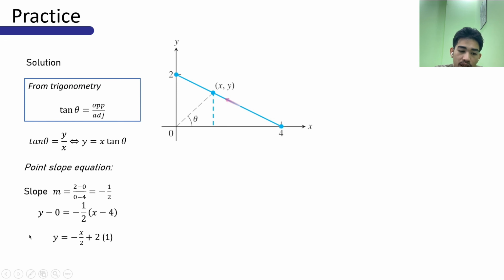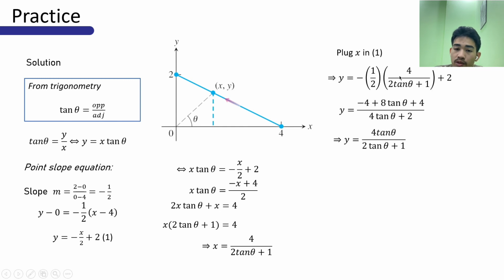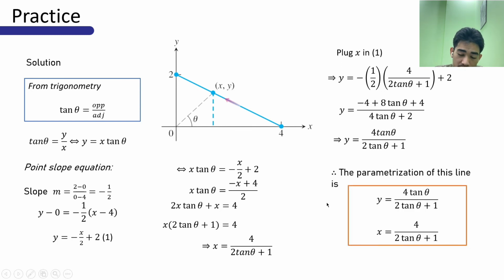Now, once we get the y equation, we can replace y with x tangent of theta, and then we can solve for x. What we get is x equal to 4 over 2 tangent of theta plus 1. Now when we get x, we can plug x into 1. 1 is our equation. We set it equal to 1 so that it will be easier to write it again. Once we plug x in, we can solve for y. Don't forget the 4 tangent of theta over 2 tangent of theta plus 1. And this itself is the parametrization of this slope line.